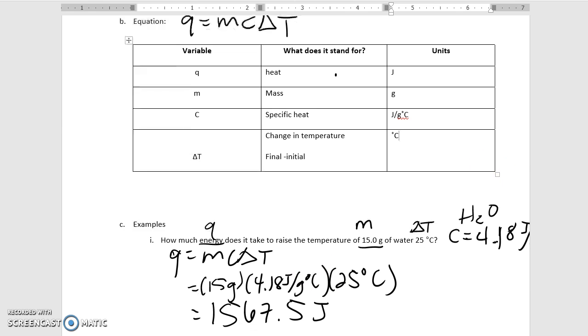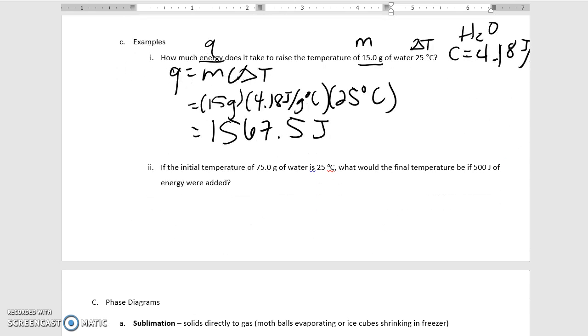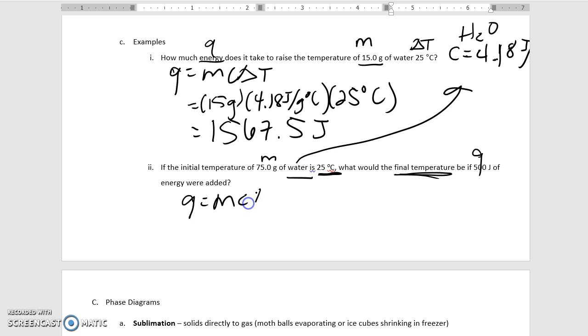All right, let's look at a different problem. The initial temperature of 75 grams of water is 25 degrees Celsius. What would the final temperature be if you have 500 joules of energy added? Notice we're using water again, so it'll be the same C value. This is our mass, of course, because it's in grams. We have the initial temperature, so we'll use that to find delta T. We need the final temperature, and this is our Q. The first thing we need to do is find delta T. So Q equals MC delta T.